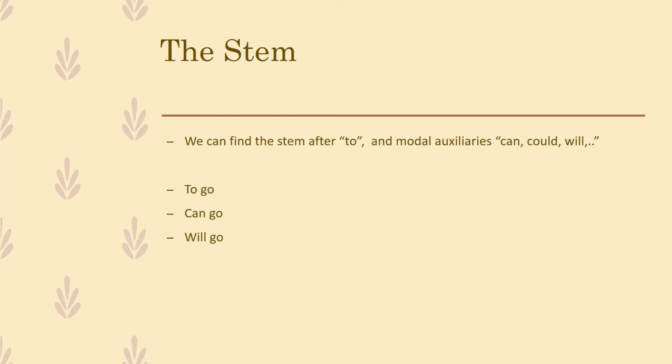So where can we find such a form in a sentence? We can find it after to in infinitive forms. For example, to go, to play, to read, to write, to discuss. We can also find it after modal auxiliaries, after can, could, will, would, shall, should, may, might, ought to, and must. For example, to go, can go, will go. So the stem is only found after to, infinitive, or after modal auxiliaries.